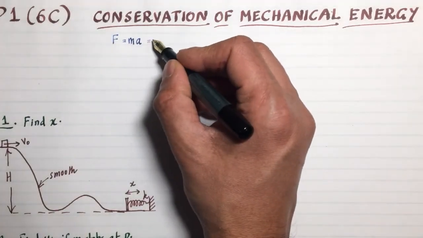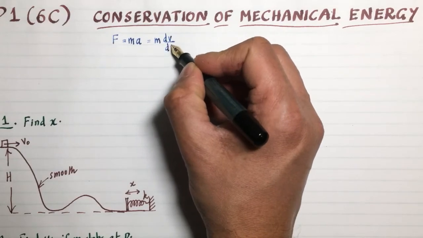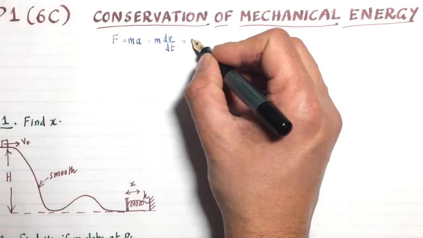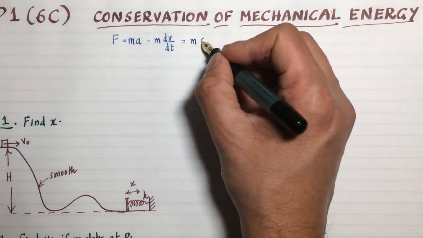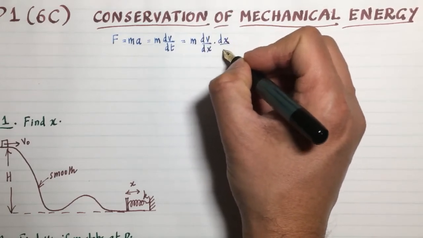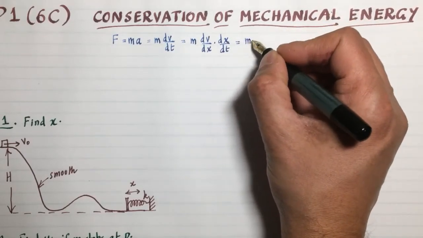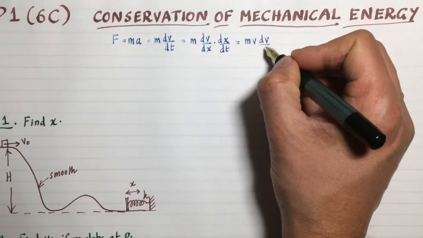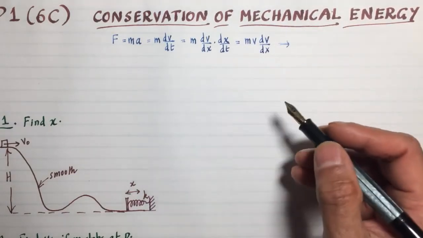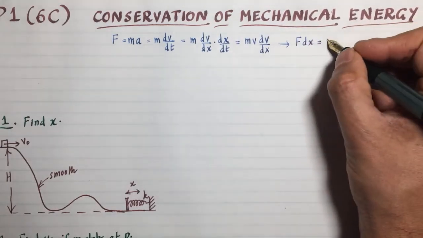Well, this is m dv by dt, because acceleration is the rate of change of velocity. I can write this using the chain rule as m dv by dx times dx by dt. However, dx by dt is just the velocity again, so I'm going to get mv dv by dx. So multiplying both sides by dx, a process known as taking the differentials, I get F dx equals mv dv.